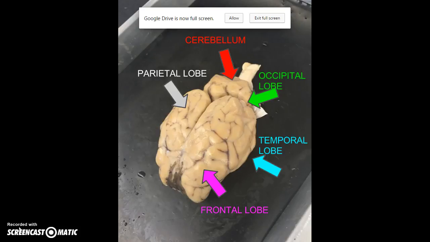Here we can see all the lobes of the brain: the frontal lobe in charge of decision-making, the parietal lobe in charge of senses and bodily functions, the temporal lobe in charge of memory and hearing, and the occipital lobe in charge of your eyesight. We can also see the cerebellum, which is like a miniature brain with functions varying from balance to muscle coordination.